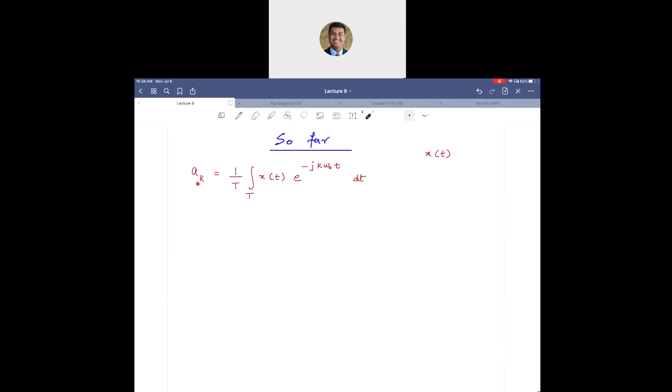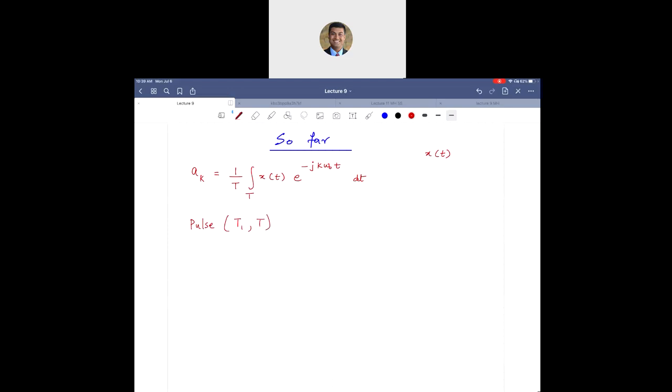We also noted that a sub k is a complex entity. So it will have a magnitude and it will have a phase. And then we started looking at the pulse train, which we defined as T1 comma T.